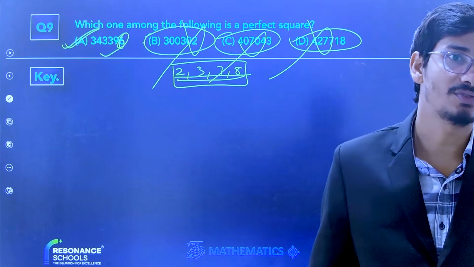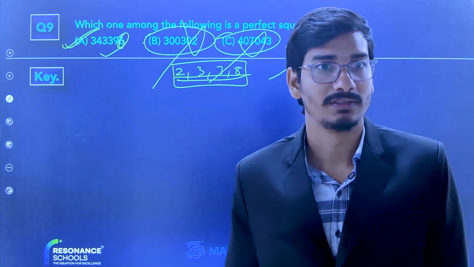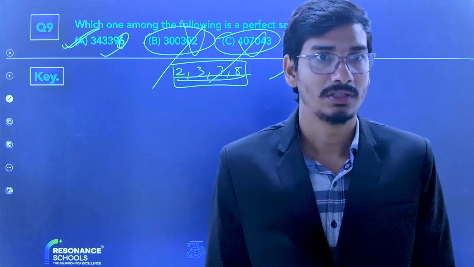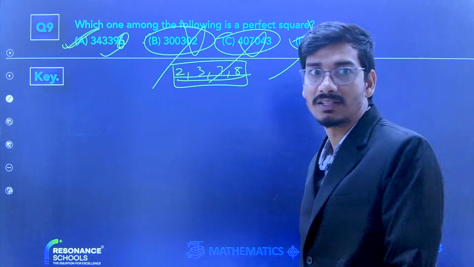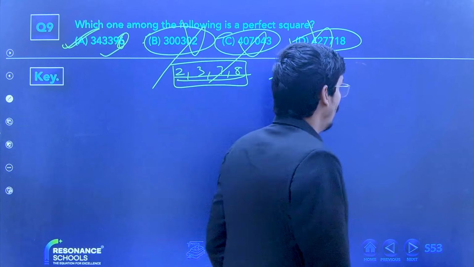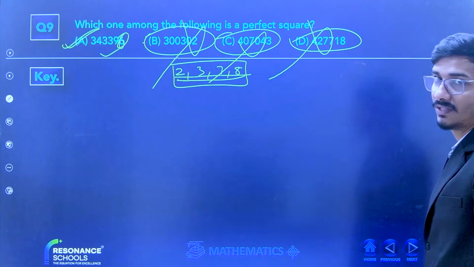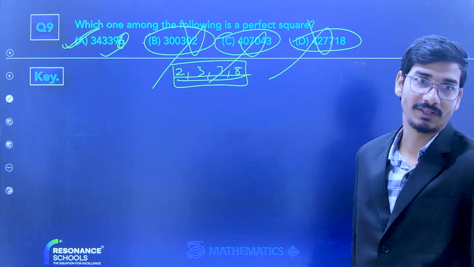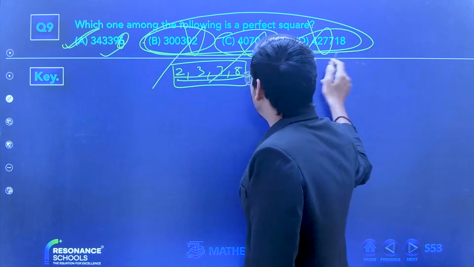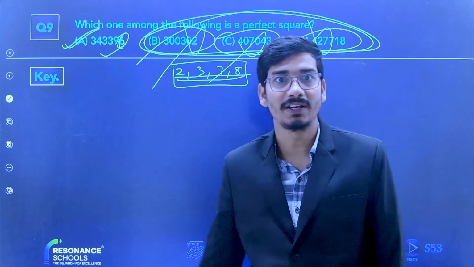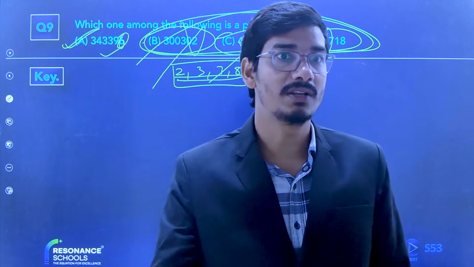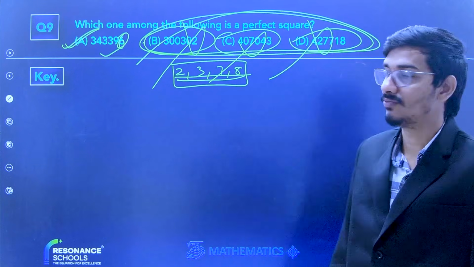Yes, easiest question so far. Some of them are not concentrating in the class. Okay, now this question is very, very easy because these three numbers end with the unit place 2, 3, 7, 8. So these numbers are not perfect squares of any number. So the remaining option is A, which is the perfect square.